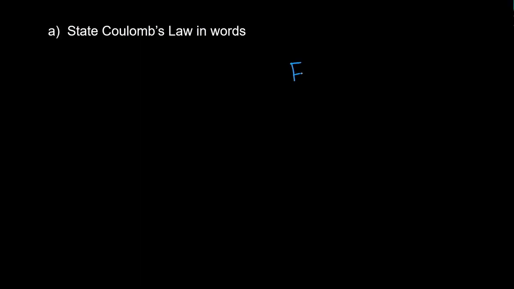What are they going to ask us? State Coulomb's law in words. So let's have a look at the equation, and from there we can work out the words. So the equation is the force, which is the electrostatic force, is equal to the constant K, Q1 times Q2 divided by the square of the distance between these charges. Okay, so let's put that into words. They haven't asked for the equation, they've asked for it in words.